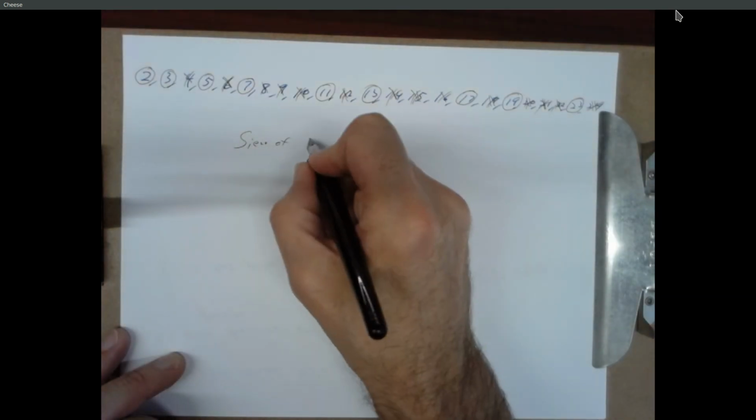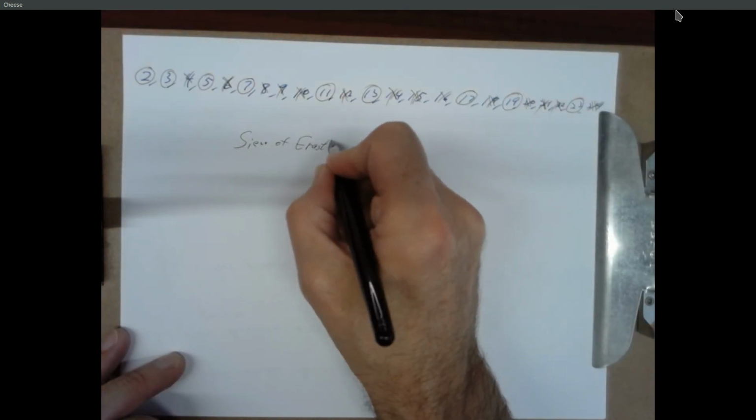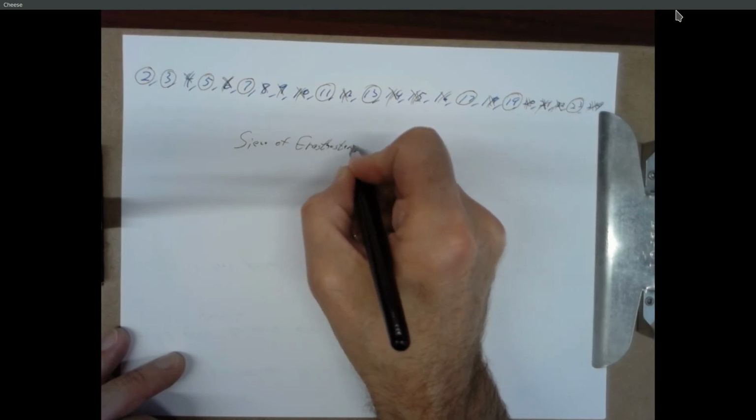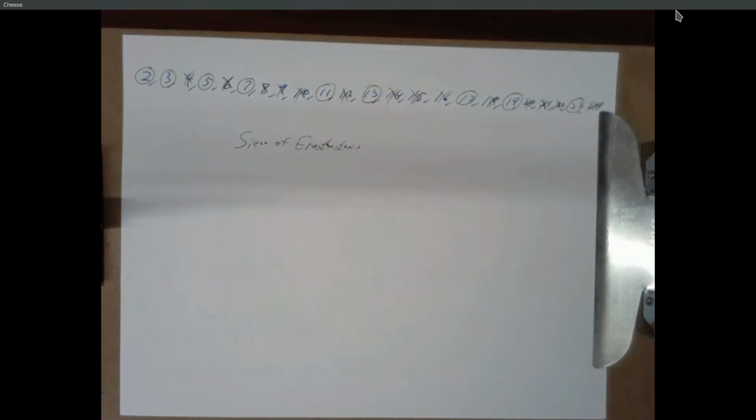So that's called the sieve of Eratosthenes, which I probably spelled wrong, sorry, whoever you were. But that's one way to generate primes.